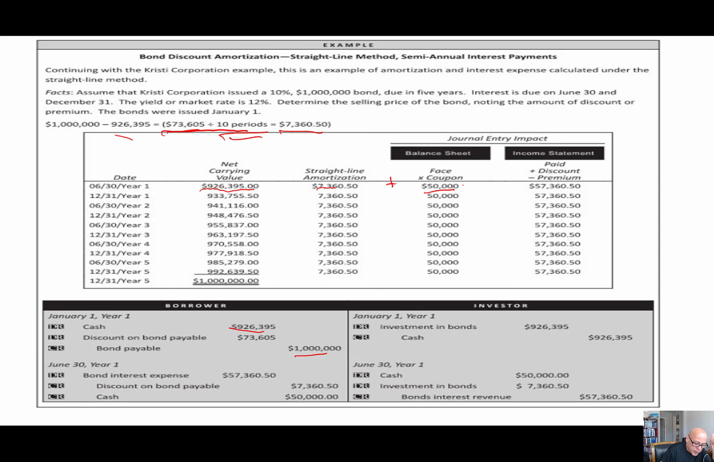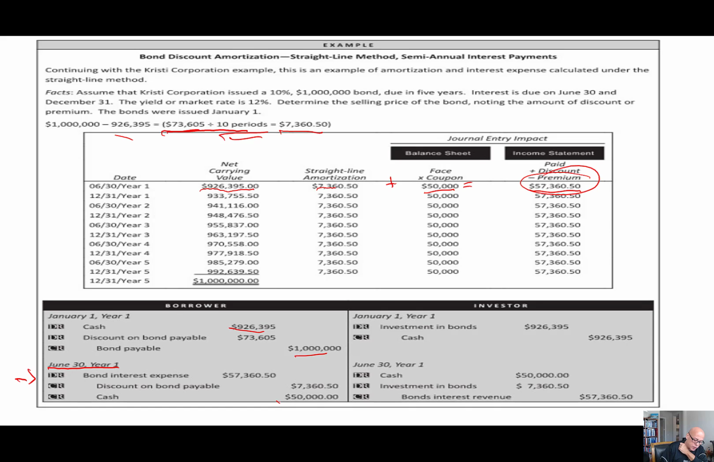So the way we account for this is we add the amortization of the discount to that $50,000, and that becomes our interest expense. And under straight line, we'll take that interest expense every 6 months. So you can see our first semi-annual interest payment at June 30th. Remember, we pay interest on June 30th and December 31st. It is $57,360.50. That's what's calculated right there.